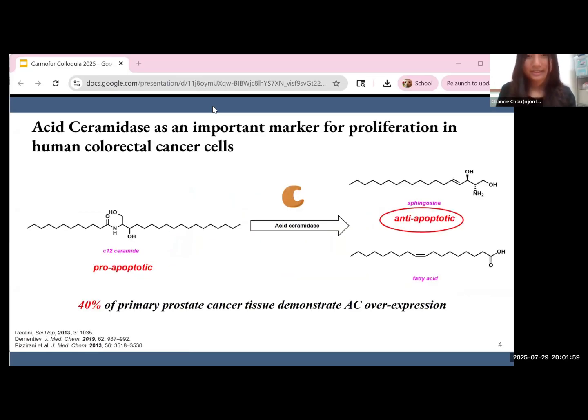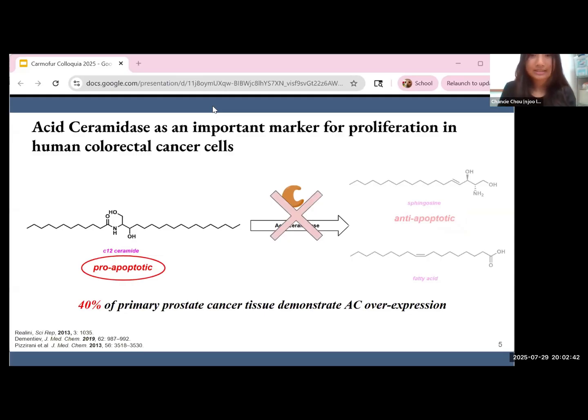So the way that Carmofur functions as an anti-cancer agent is by inhibiting acid-ceramidase. Acid-ceramidase is an enzyme that is responsible for the degradation of ceramide, which is a pro-apoptotic agent, which means that it's vital in carrying out normal programmed cell death. And when acid-ceramidase is overexpressed, ceramide levels drop and the cell avoids apoptosis. So this reduced apoptosis can then lead to more cancers, such as prostate cancer, where over 40% of tumors show elevated acid-ceramidase expression.